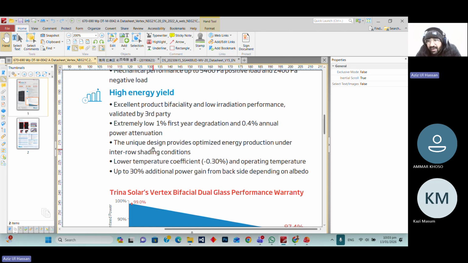Basically, LID is called light induced degradation. When your PV module is exposed to the sun for the first time, it is called LID loss, light induced degradation. So the first year degradation is 1%, where 0.4 is the annual degradation, the continuous degradation, and 0.6 is the LID factor, the LID loss.